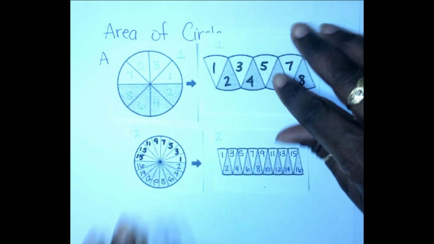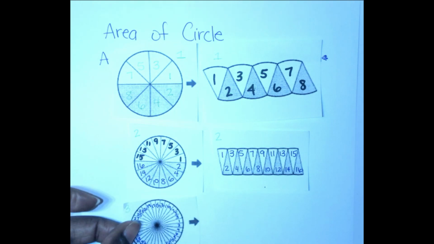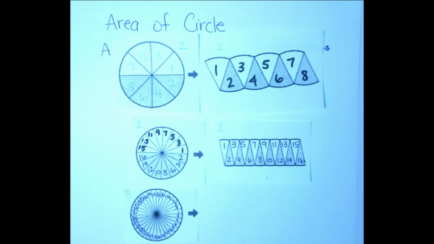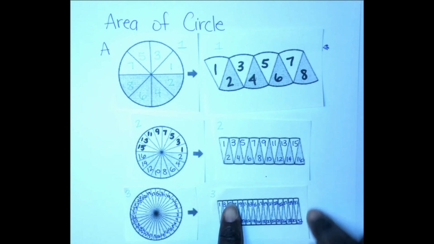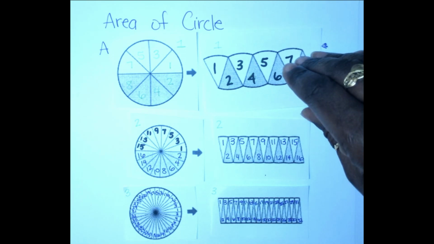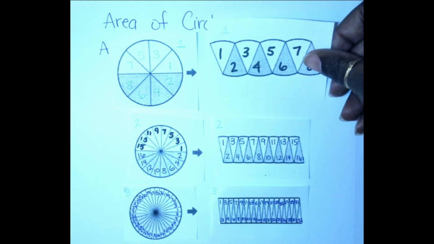So let's say that I take my circle and I cut it up into even smaller pieces. Okay. And so now this is what it looks like. So the pieces are smaller, and now that they're smaller, we're going to take it and rearrange it. And look at it. It's looking really close to a parallelogram. In fact, it looks like it's getting closer to a rectangle. And again, the formula for a rectangle is length times width or base times height. So it's the same thing.